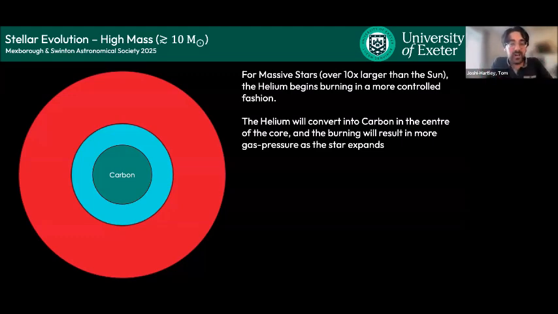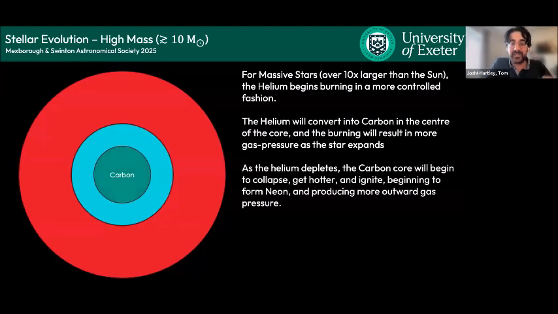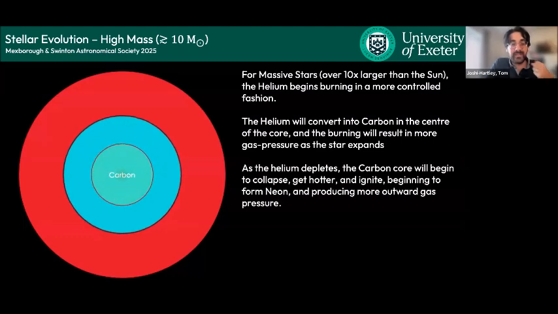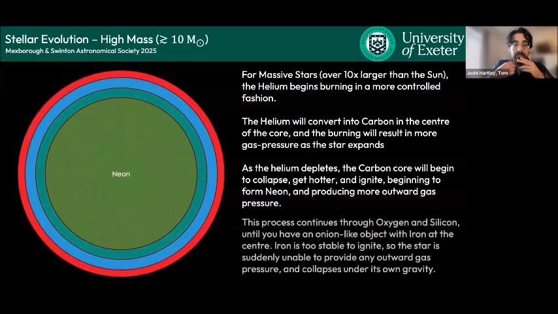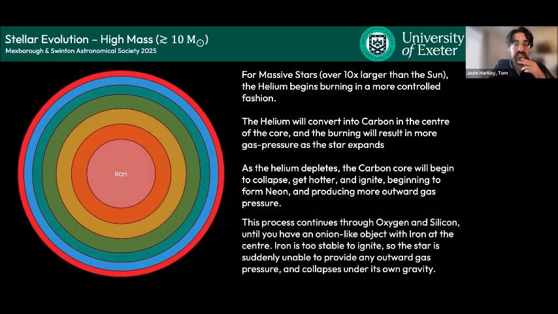This helium is converted into carbon. This keeps happening, and the carbon gets hotter and denser, and eventually the carbon ignites, and that begins to form neon, producing even more outward gas pressure, making our star even bigger. You get the picture here. We can keep doing this. We can keep burning through heavier and heavier elements. Our neon can become oxygen, our oxygen can become silicon, and our silicon can become iron. And you've got this onion-like structure of different layers of different elements all the way through our star, with a hydrogen shell around the outside.